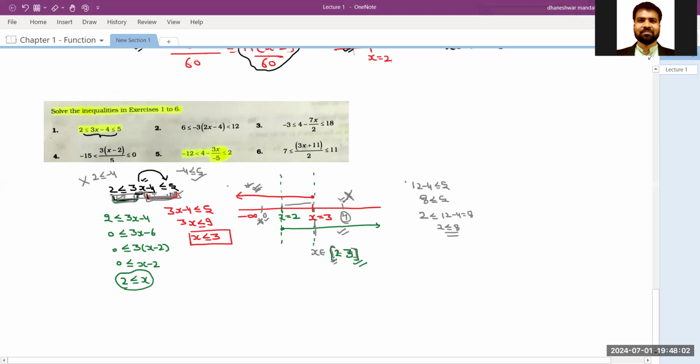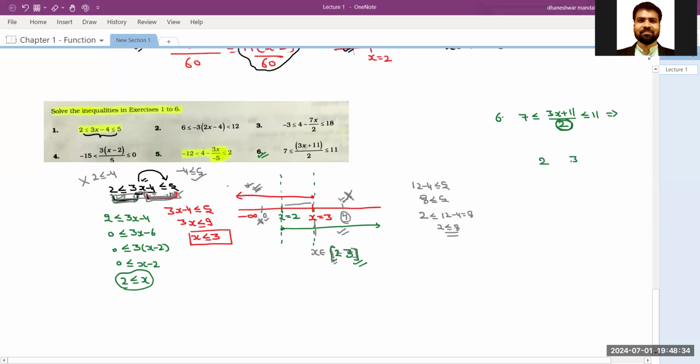So let's take one example from, I think, question 6. I'm going to take 6. Question 6 is there. So 7 is there. Now from here we have 3x plus 11 by 2 is there. And here we have 11. So multiply with, see, here we have some positive number. If a positive number is there, then if I multiply the whole inequality with the positive number, then the inequality will not change. Okay. Let's see.